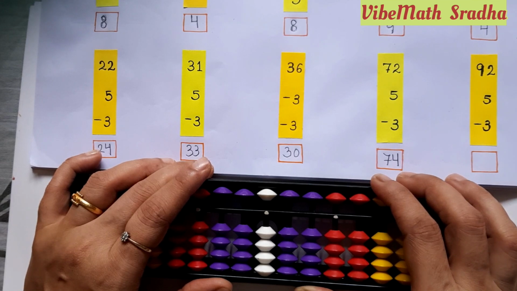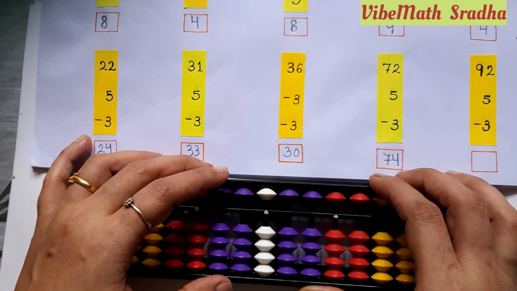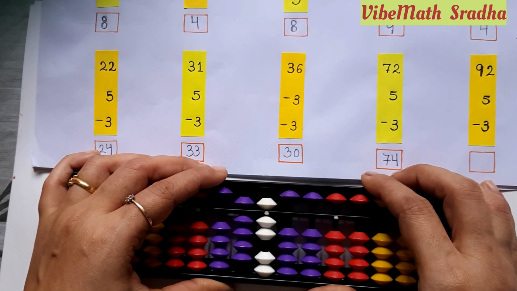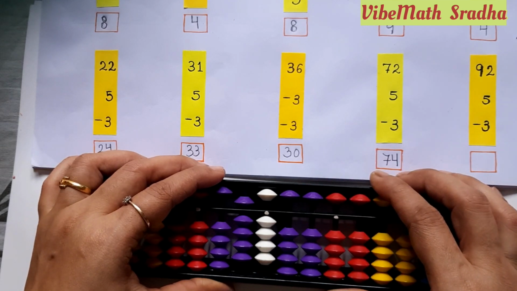Let us solve the last example, that is 92 plus 5 minus 3. 92 plus 5 minus 3 is minus 5 plus 2. Answer is 94.